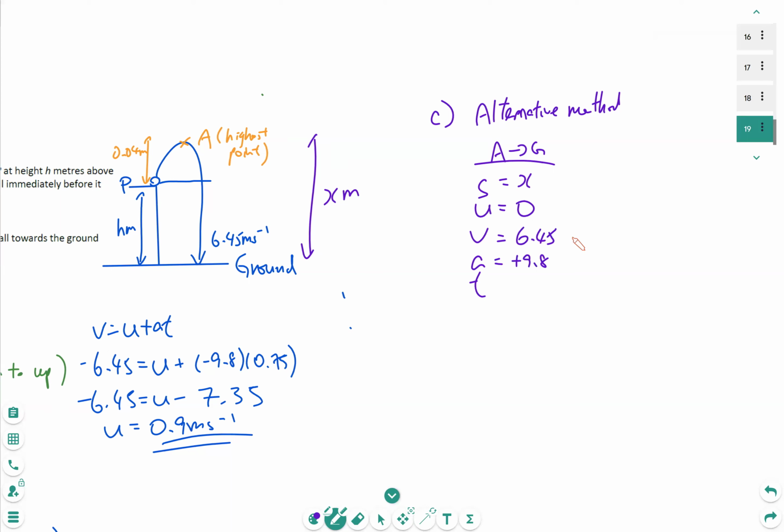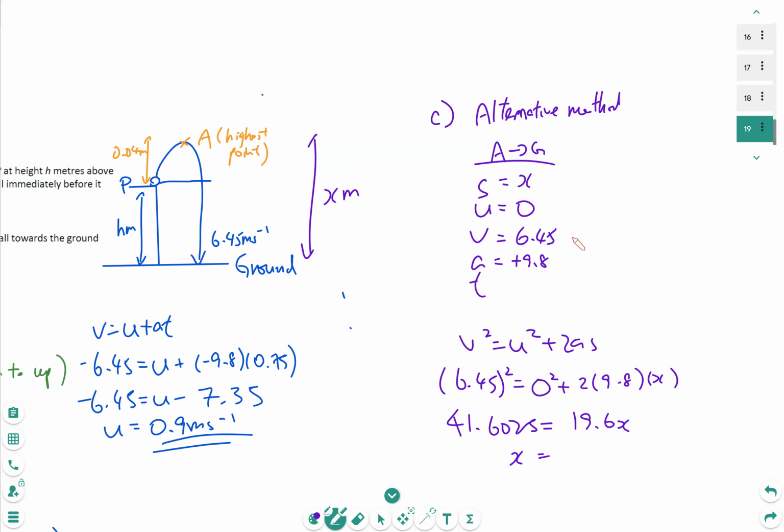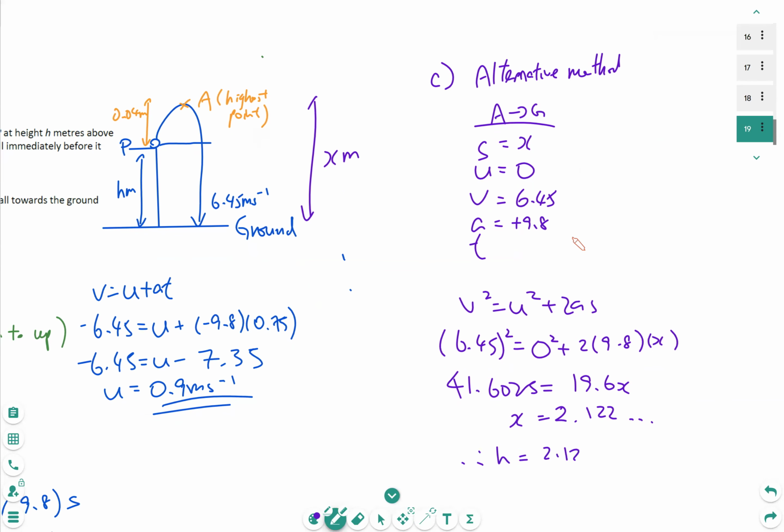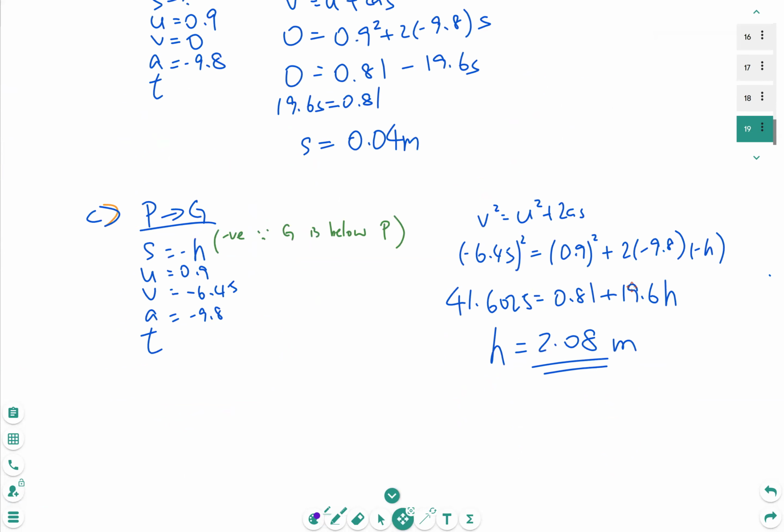So let's use V squared equals U squared plus 2AS. V is 6.45 squared equals 0 squared plus 2 times 9.8 times x. So 41.6025 equals 19.6x, divided over. Oh, nope. I made a mistake. I pressed the wrong button. It should be 2.12. So 2.122. Therefore, x equals 2.122, which is the whole distance. You have to take away the 0.04 in there, which gives 2.08 meters. Okay, and that's the answer. And that's the end of chapter 9.